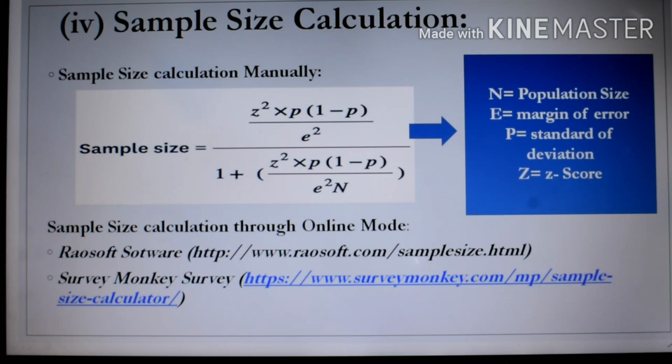If scholars want to calculate sample size through software, that is also available. I have given the link here. You can check the software also. Sample size calculation through online mode is given here: Raosoft software, and the link is given here. And another one is SurveyMonkey. So this is the method of calculating sample size.